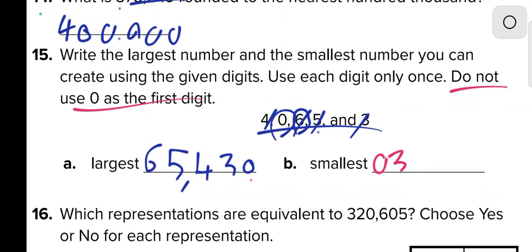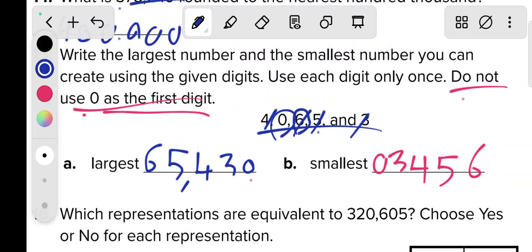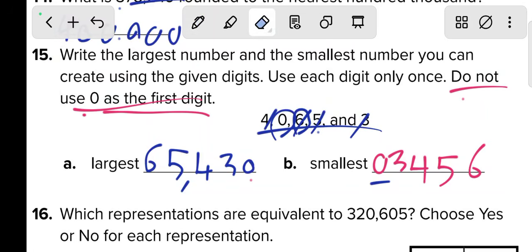Let's complete it. 4, 5, 6. But we have a problem here. Why? Don't use 0 as the first digit. We already used it. 0 here is the first digit. So where must we put it? What about if we remove it? Of course not, because now you didn't use 0, and he said that you have to use all of the digits.